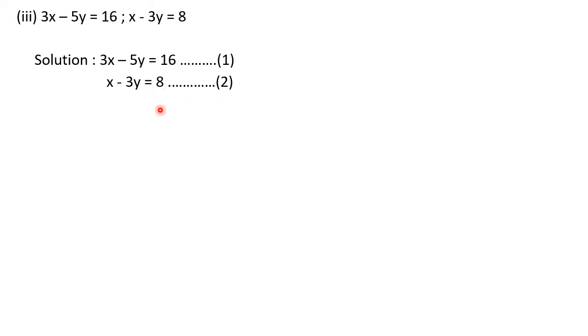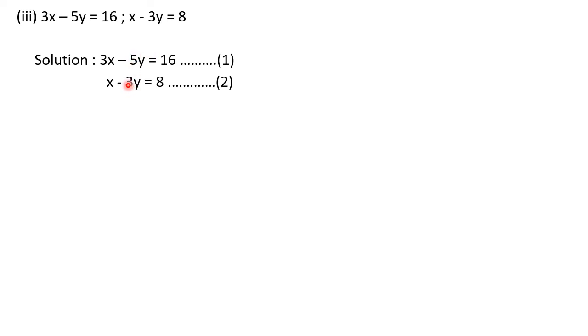Now let's observe the coefficients. See, here we can observe that coefficient of x is 3 and here it is 1, not equal. Similarly for y also, here the coefficient is 5 and here it is 3, not equal. So we need to equal any one coefficient. Now here, if we try to equalize the coefficient of y, then we have to multiply both the equations. We have to take LCM of 5 and 3, that is 15. That means both the places we want 15. So here you have to multiply by 3 and here you have to multiply by 5.